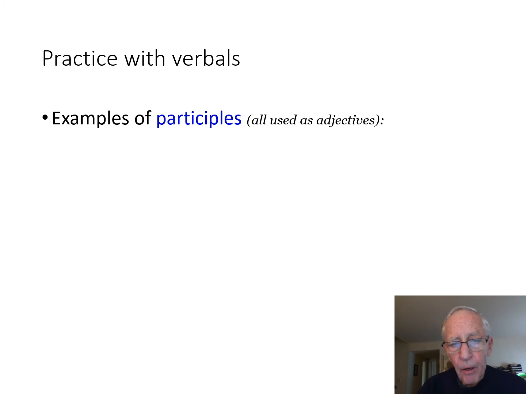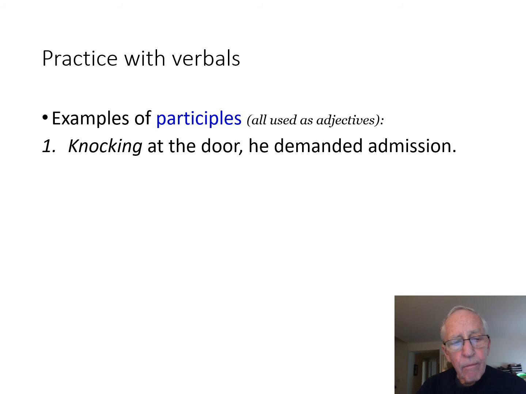Let's now look at participles and in some cases participial phrases. All the examples that I'm going to give you are functioning as adjectives. Number 1, knocking at the door, he demanded admission. Knocking is the participle. The participial phrase is knocking at the door. That whole thing describes the pronoun he. He was knocking at the door.